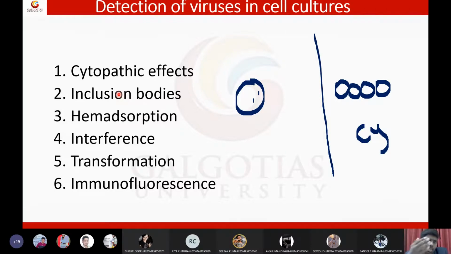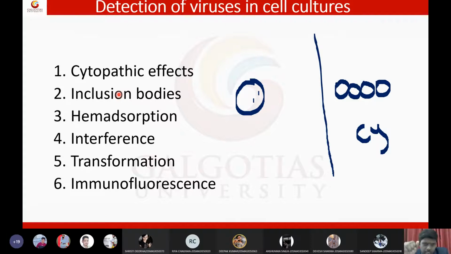Upon getting infected by the viral infection, the cells will transform their morphology. Columnar cells will convert to squamous, or they will undergo morphological changes. So this phenomenon is called transformation, which is commonly seen in carcinogenic viruses. That means herpes viruses. Herpes viruses will show this cellular transformation.